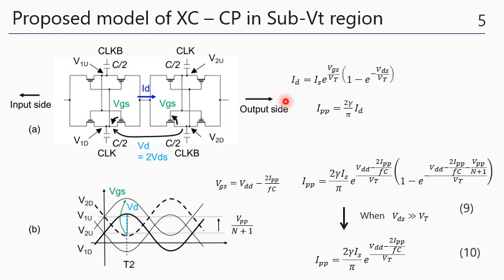In this slide, consider the cross-coupled charge pump operating stability region. Let's extend the ID versus VGS, and also include the contribution of the VDS.